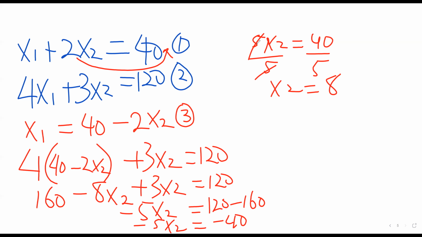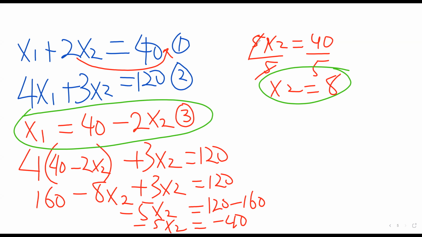Now, remember your equation 3. We can find x1 by dropping the value of x2 right here. So let's rewrite that equation 3. When you rewrite it, you're going to get x1 equal to 40 minus 2x2. But we know that x2 is 8, so drop in the 8. And that will give you 40 minus 16. 40 minus 16 will give you 24.